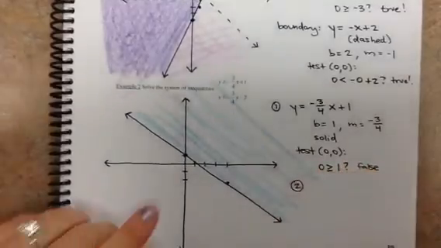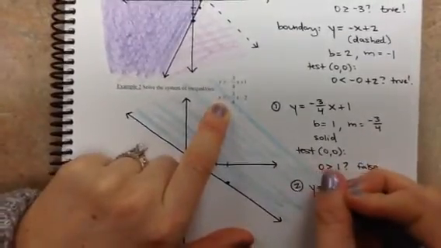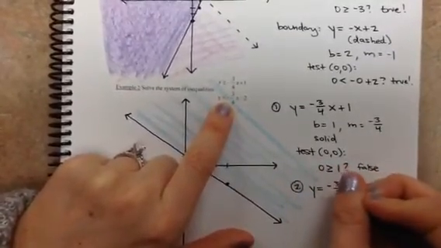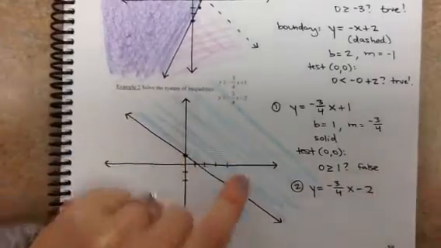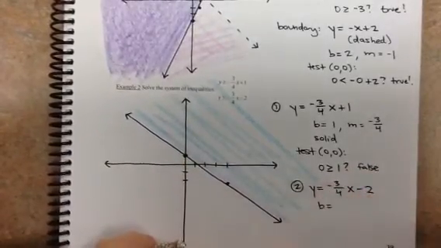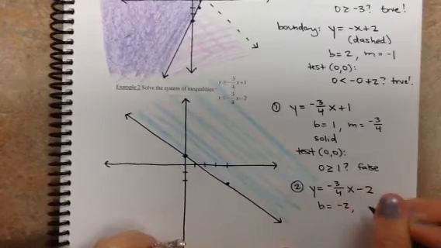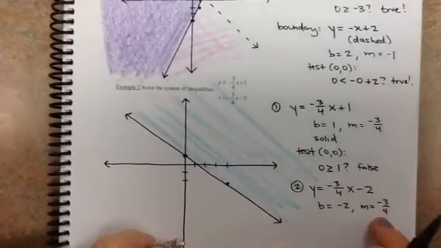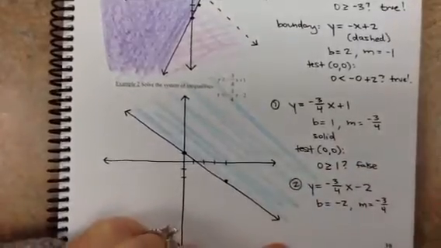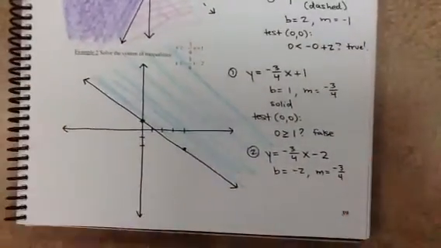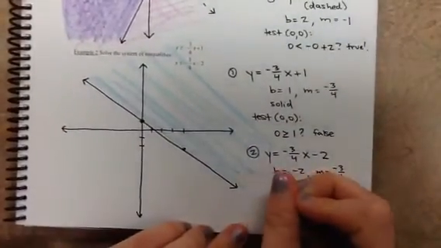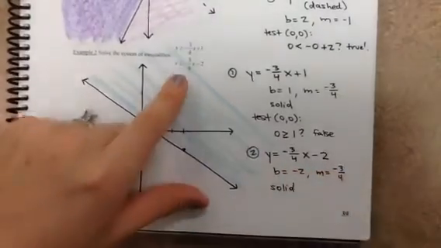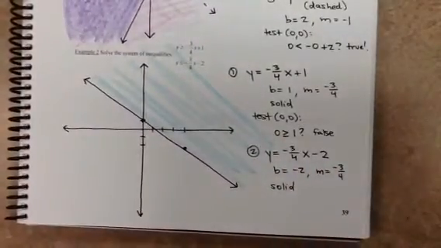Second inequality, my boundary line is y = -3/4 x - 2. My y-intercept is -2, and then my slope is -3/4. So notice this slope is the same as this slope, which means these lines are going to be parallel. Let's see how that plays into the solution. It's going to be another solid line because I have the "or equal to." Let's graph that.